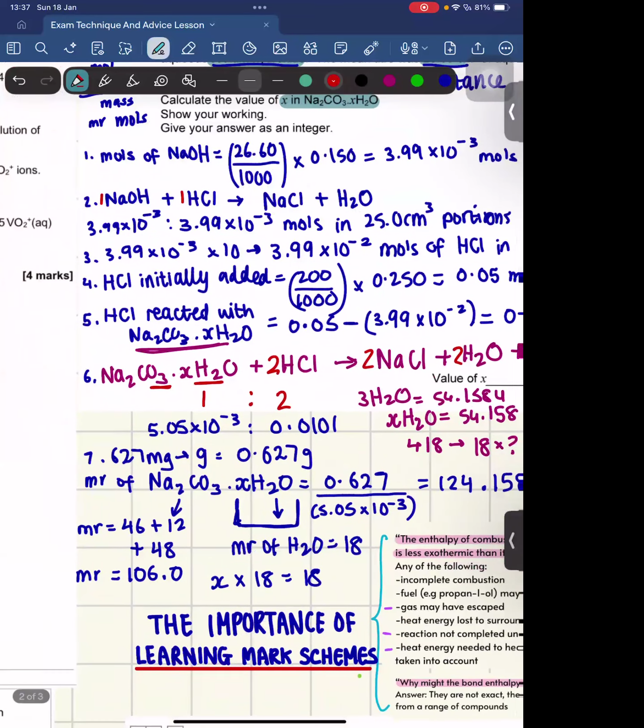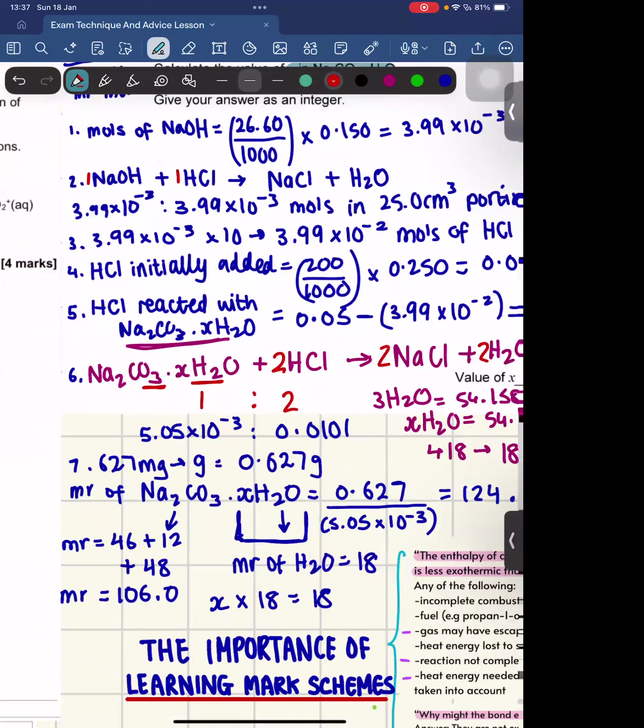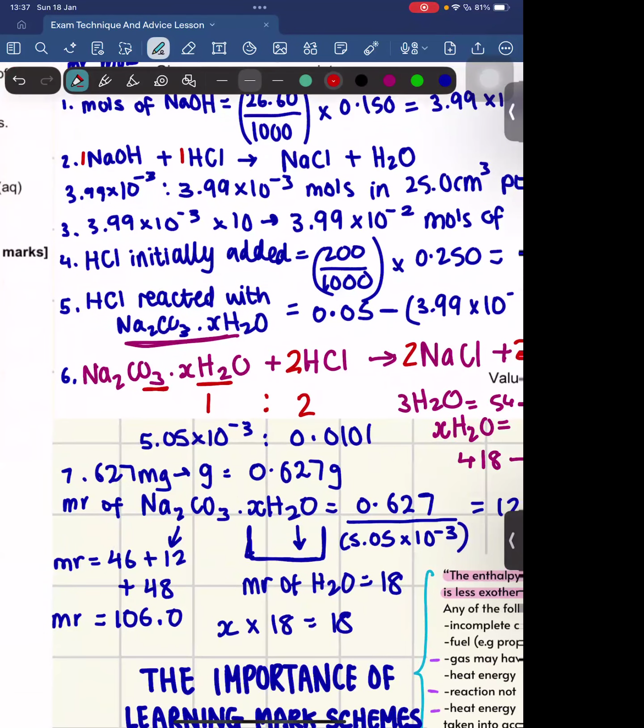And now that I've balanced my equation, from that I can deduce that my ratio of how much HCl reacted to how much sodium carbonate reacted is 1 to 2. So if I know how much this is in moles, and that's equal to the value of 2, then all I have to do to figure out what this is, is divide it by that 2, because it's in a 1 to 2 ratio.